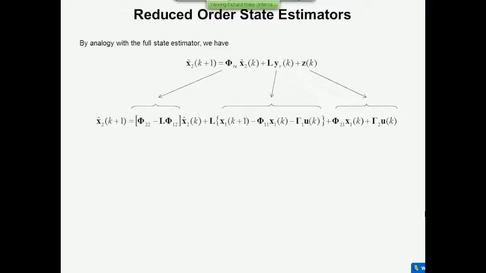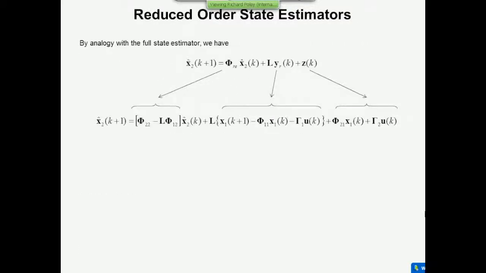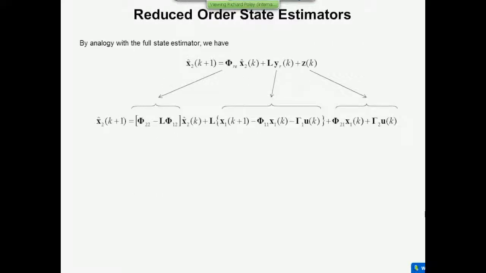So when I look at phi minus LC, it's going to be phi22 minus L phi12, times x2 hat of k, so that's that part, plus L times y sub r of k. Well, on the previous slide I showed you what y sub r of k was. It's all that. So L times all that, plus z of k. Well, that's gamma times u of k, remember, in the prediction estimated case. So it's this term here. Weird, isn't it? But it actually works very nicely. This is z of k, and it's gamma times u of k in the prediction estimated case. So this is what we've got to work with now.